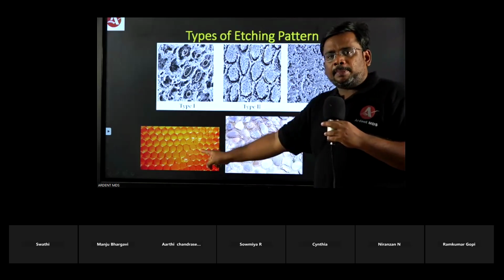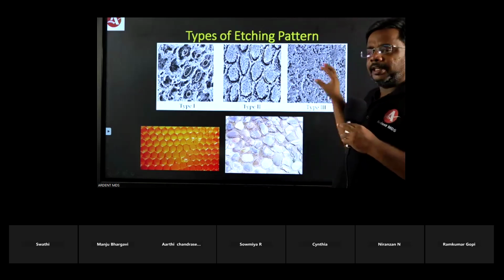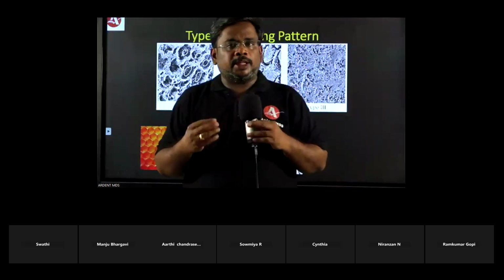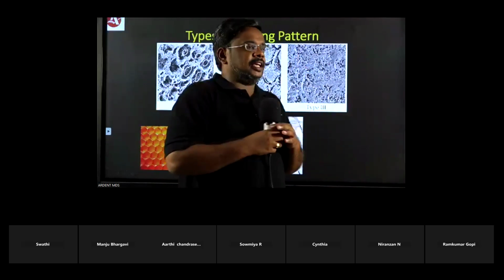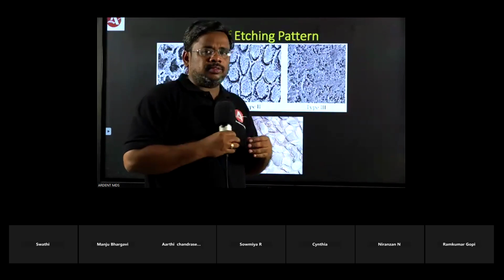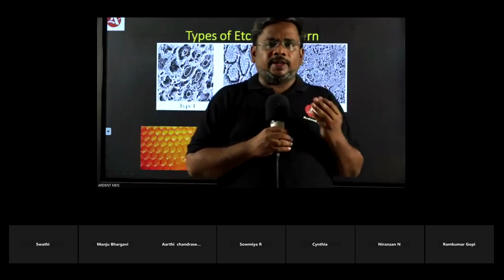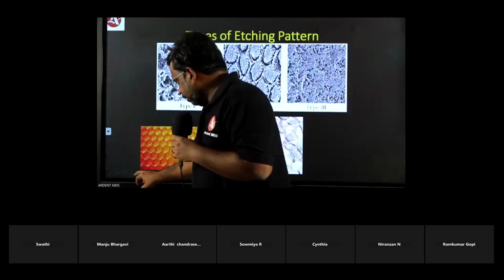So this is honeycomb appearance, this is cobblestone appearance, and type 3 is indistinct. Indistinct means it is a combination of the two. So we cannot say this or this; it is a combination of type 1 and type 2, which is type 3. So these are different types of etching pattern, right?